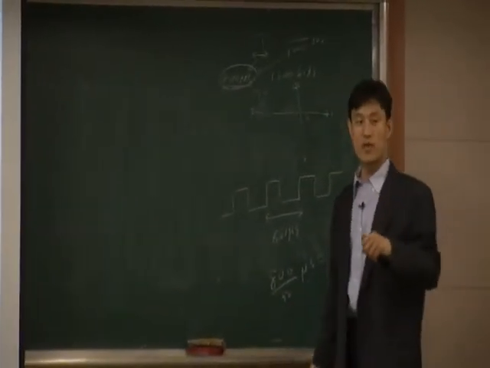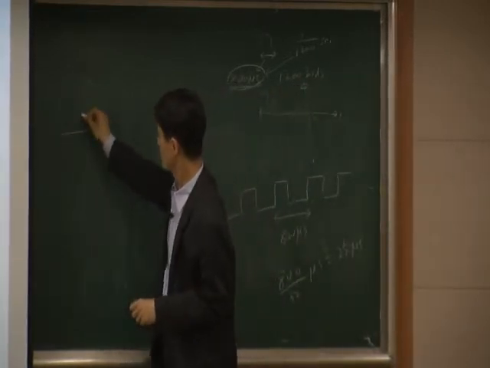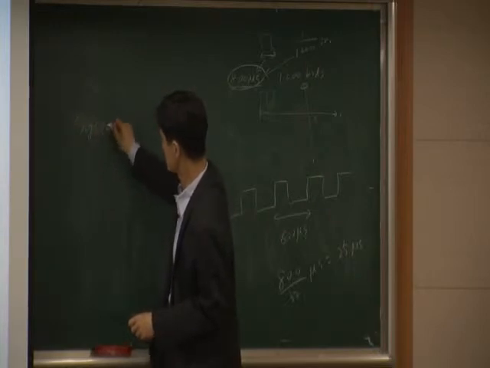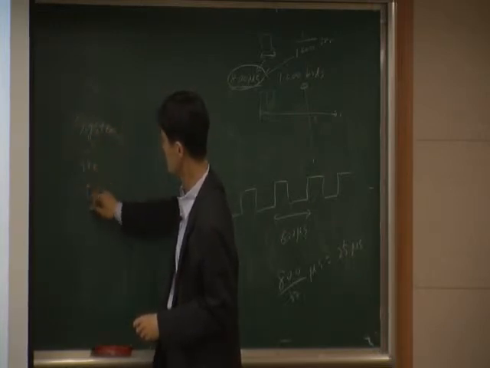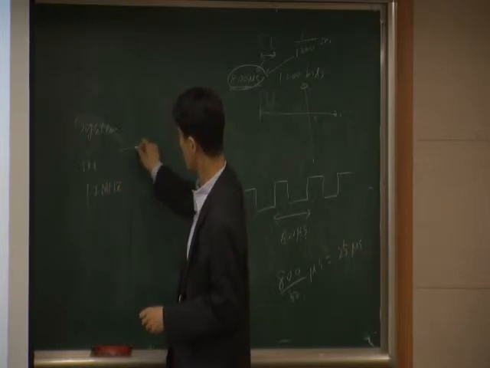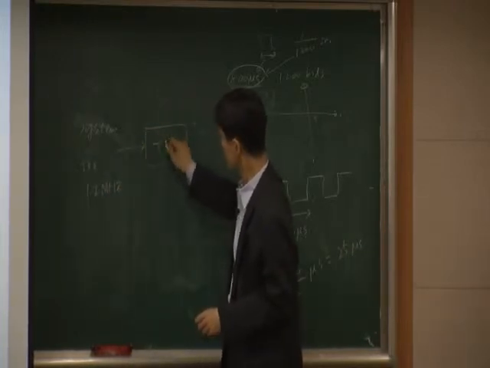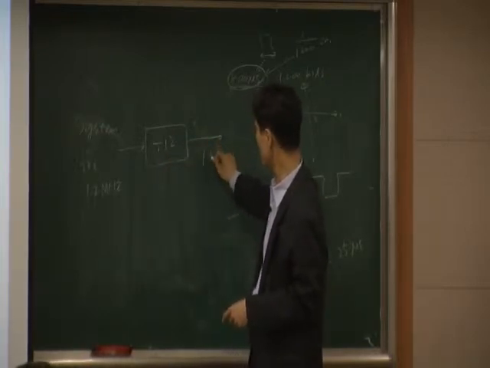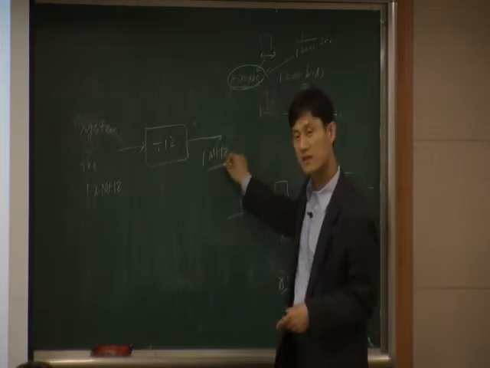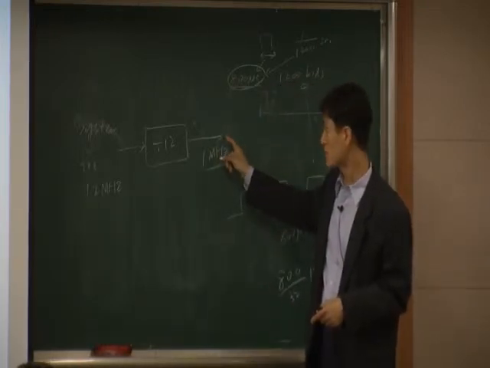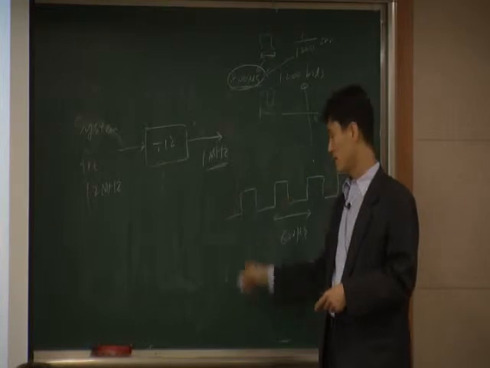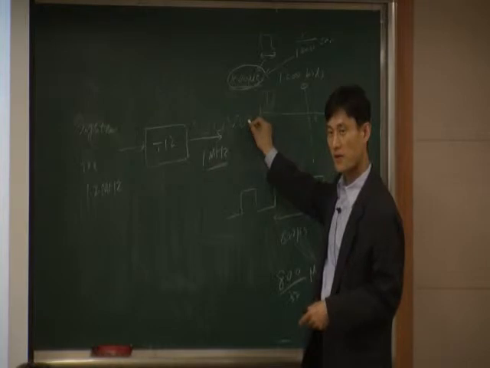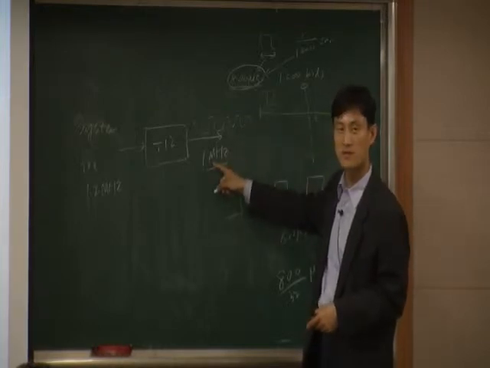If you remember the block diagram we saw last week, we had a system clock frequency of 12 megahertz. That goes into a divide by 12. So now you get 1 megahertz of clock frequency. This 1 megahertz clock goes into the timer, and this is a pulse train with a clock frequency of 1 megahertz.